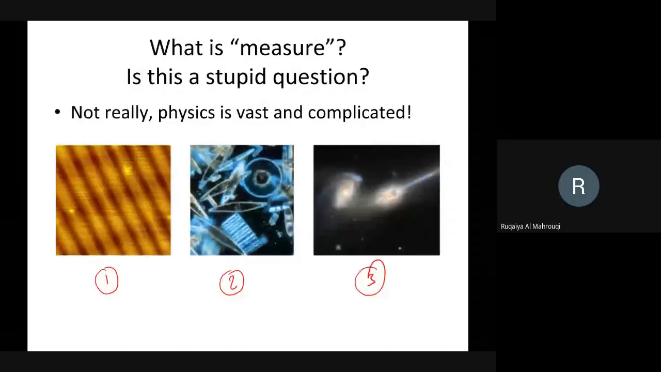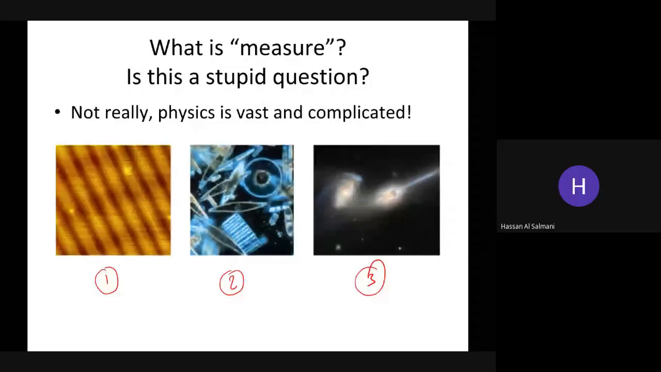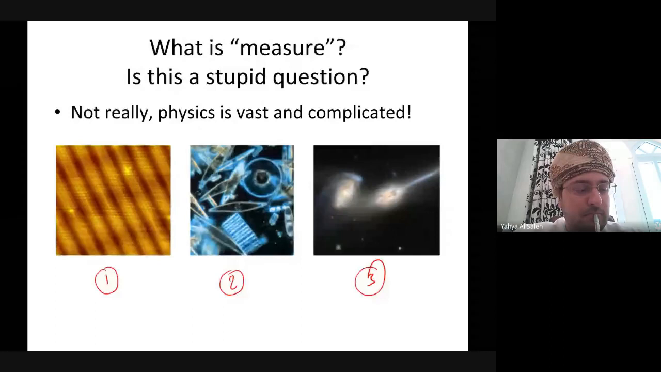Atom. Okay. Atom for the first one, I'm guessing. The second one is something microscopic. The third one is something in space, I guess. Okay. All of these are valid answers, but the question I ask you is, how do we know?